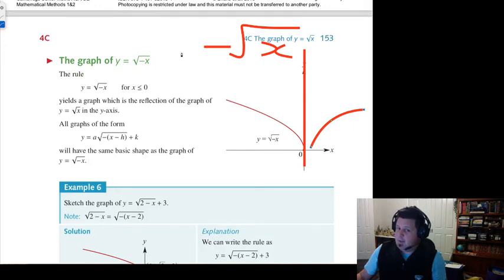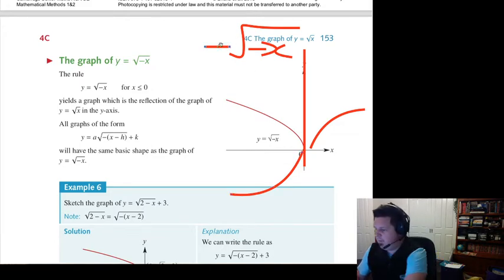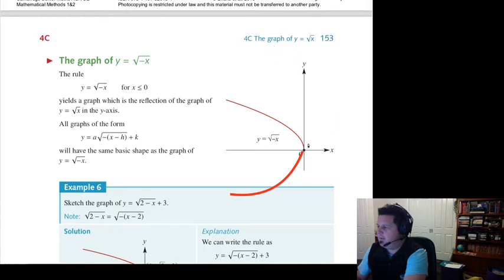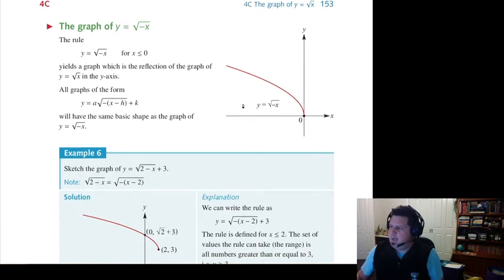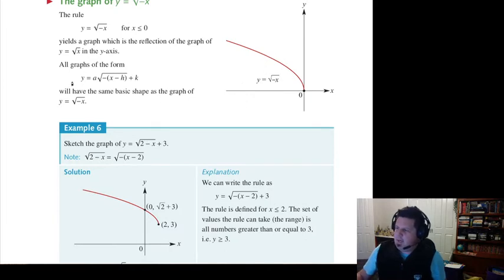Now, obviously, you can also get the negative square root graph of negative x, which would obviously reflect it in both axes. Yep. So that one might pop up a little bit later on as well. Alright, I'll delete all this stuff so it's not so messy. Cool.